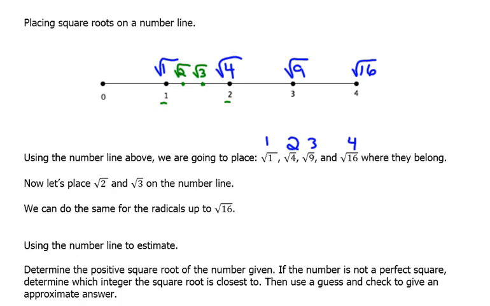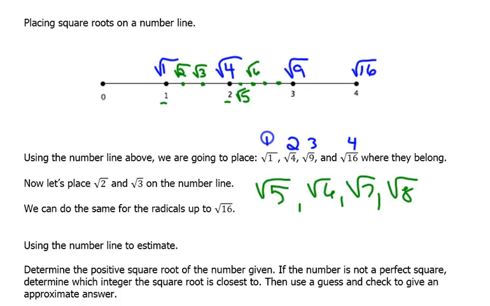Okay. We can do the same for the radicals up to square root of 16. So in other words, if I wanted to now put in the square root of, oops, I forgot 5. If I want the square root of 5, 6, 7, and 8, those are going to fit in between the square roots of 4 and 9. Right, so here I'm going to kind of put them above and below. So here's the square root of 5, and then the square root of 6, square root of 7, square root of 8. And then we get the square root of 9.